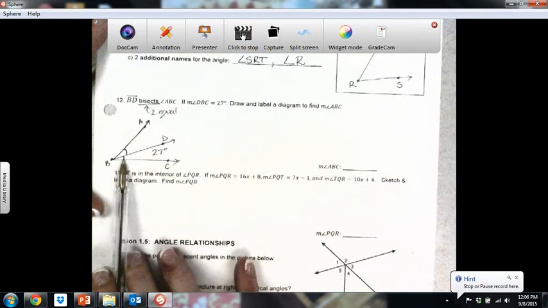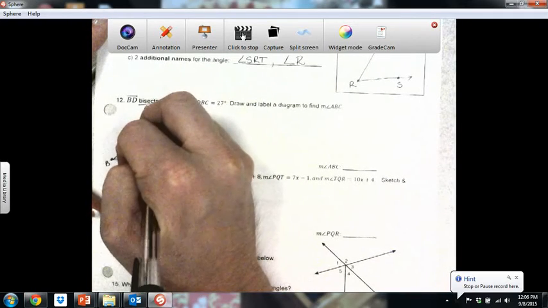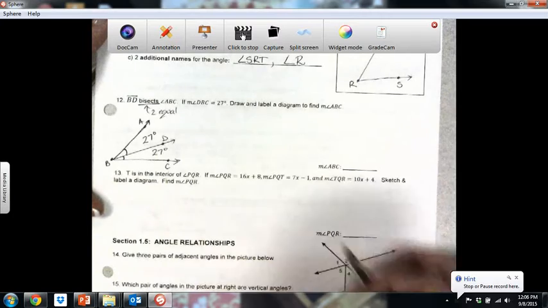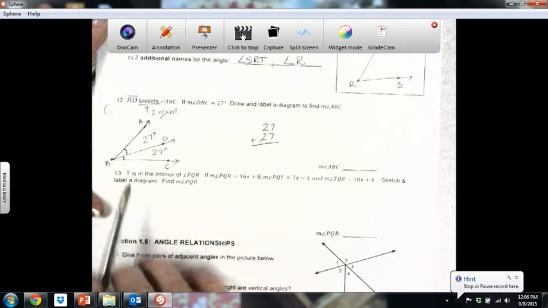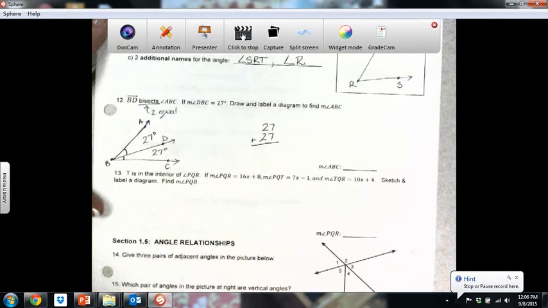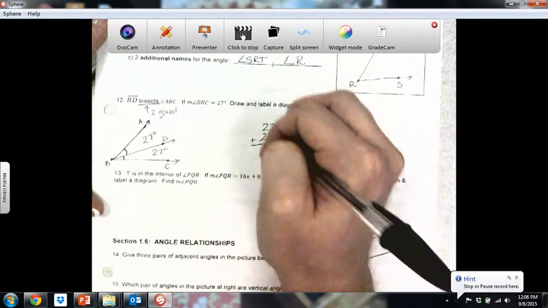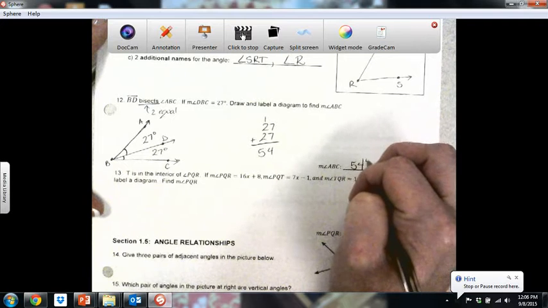Well, if this arc is telling me that this is 27 degrees, then this arc indicates the same information, also 27 degrees. So to find the whole outside angle, I'm going to add the two smaller angles together to get the big outside angle, in the same way that we would for a line. So 7 plus 7 is 14, carry the 1. So that big outside angle is 54 degrees.